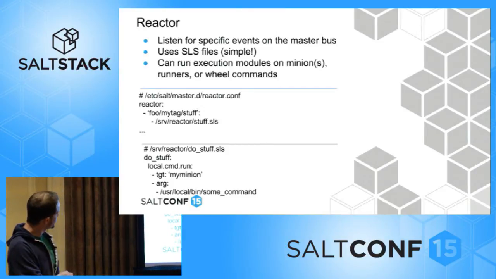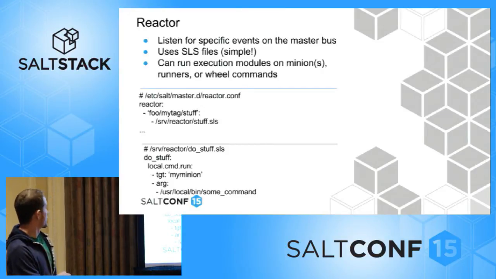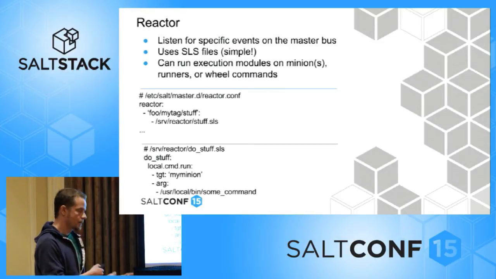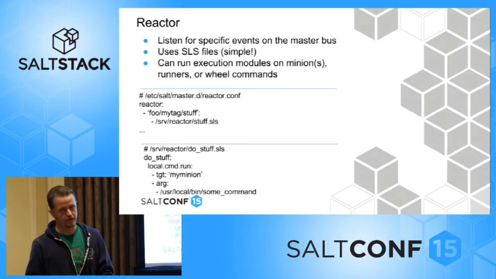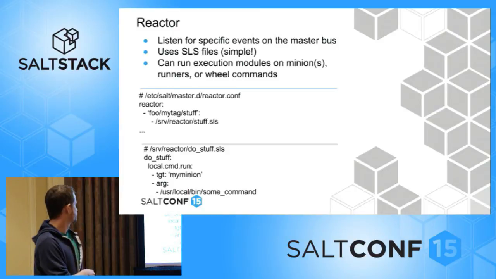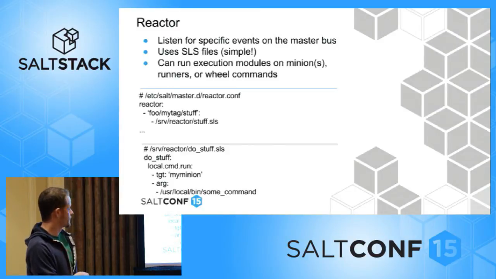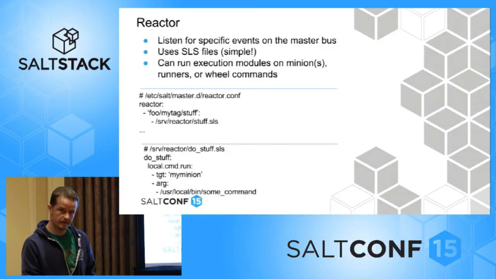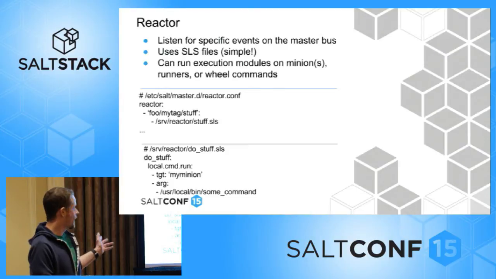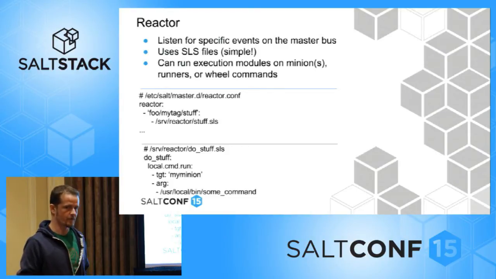Down below it, this is the SLS file, or an example. Again, it's real similar to all the other SLS files you use. Give it an ID, which I'm just calling do stuff. In this example, this would be running an execution module on the minion. So you go local.cmd.run, and then that works just like the execution module cmd.run.